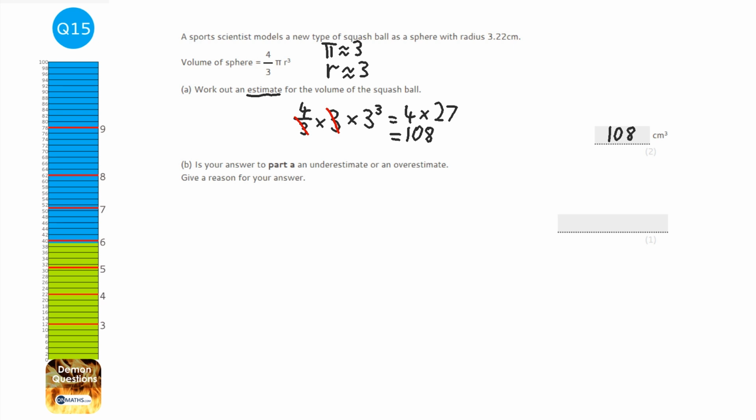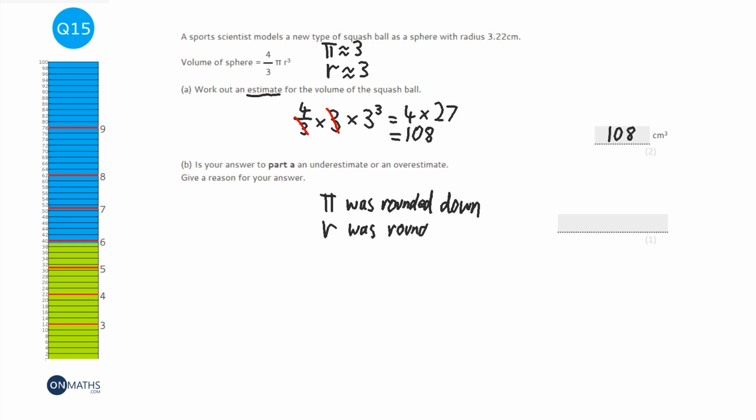Now it says, is it an underestimate or overestimate? Well, pi was rounded down. And the radius was rounded, well, it was 3.22 and we've rounded it down. So if you think about it, it's two numbers that are too small multiplied together, and one of those numbers is cubed, so it's going to be an underestimate.